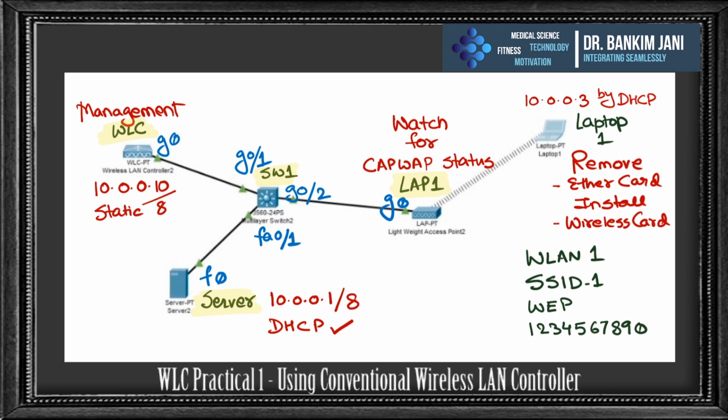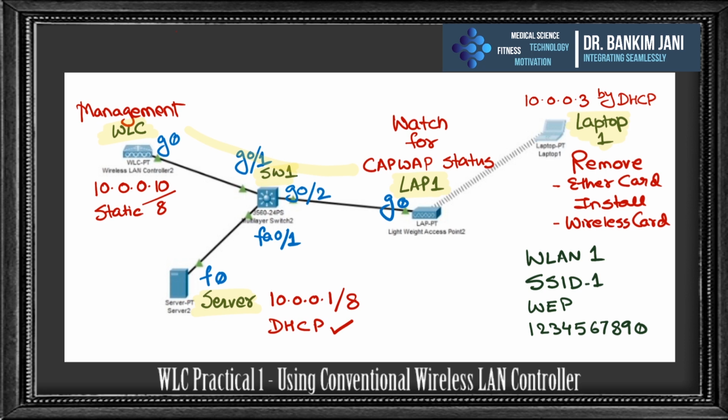It will be getting an IP address from this DHCP server. Once the IP address is received, it will try to find the LAN controller. Once it reaches there, it will establish what's called the CAPWAP tunnel, that is control and provisioning tunnel, and we will watch for this CAPWAP status. Once configuration is received by this access point, it will be configuring our Wi-Fi client. Wi-Fi client will be getting an IP address from the DHCP server.